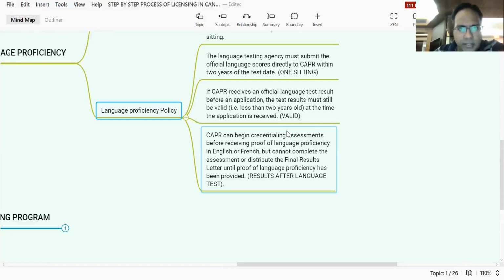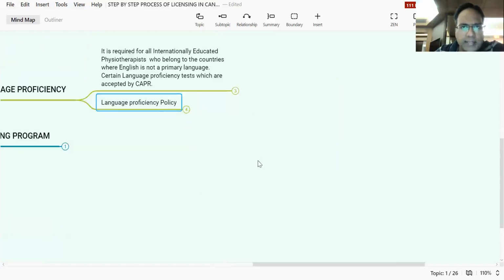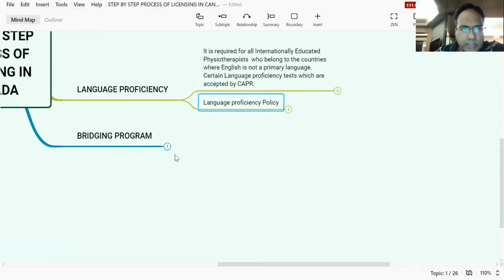The next is that CAPR will do the initial assessment of the credentials, but it will not release the report, so you are not deemed eligible unless and until you submit your language proficiency test results. Okay, they will do the assessment, but they will not release the results. So it is also necessary that you give the IELTS Academic and submit the results.